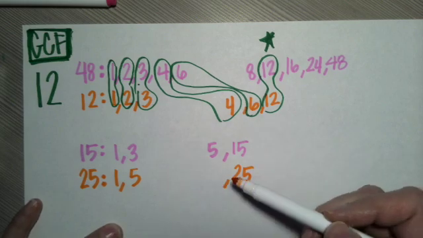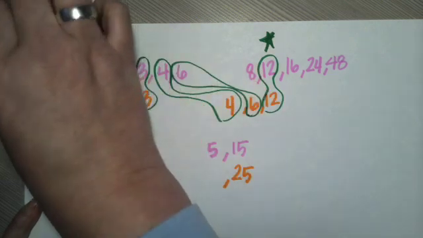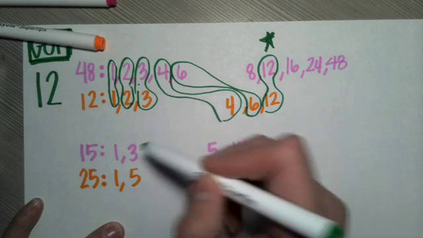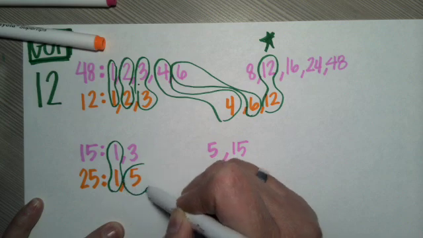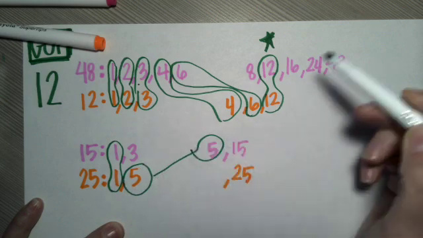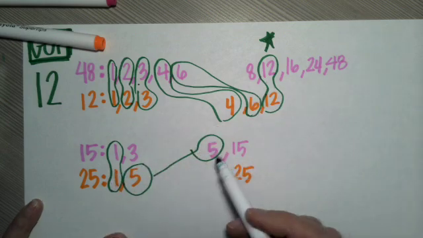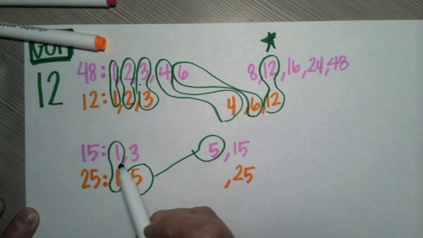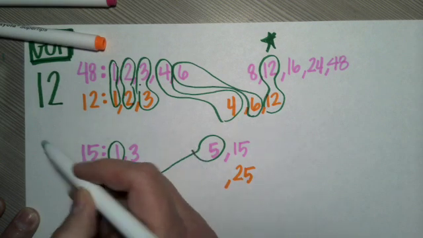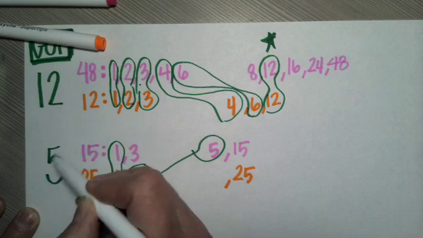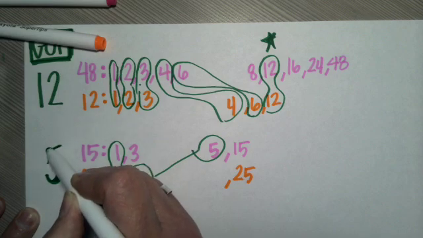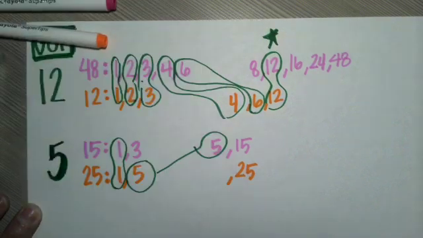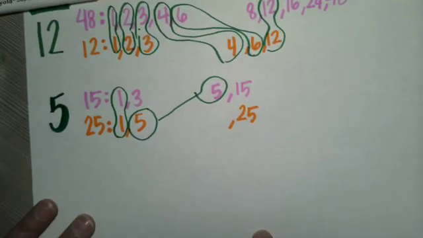So very short list, but let's see what we have in common. We've got 1s in common, and we've got 5s in common, and that's it. So the biggest number that's in common between the two lists would be 5. So our GCF for 15 and 25 is actually 5. Okay? And then we're going to do one more.